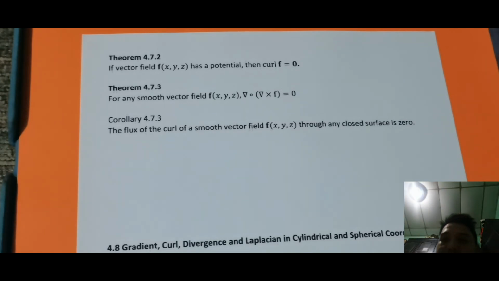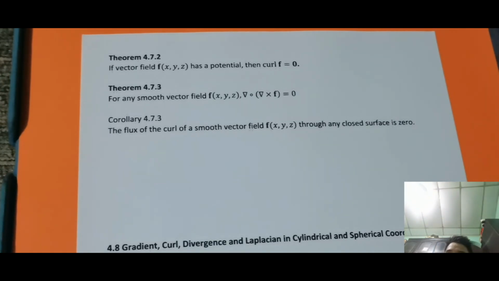So, you don't know the flux of the curl. The flux of the curl of a smooth vector field f of x, y, z through any closed surface is 0. So, paano ba natin kukumpitin yung flux? Yung flux is something na integral, no? Integral of f dot dr. Something na ganun.